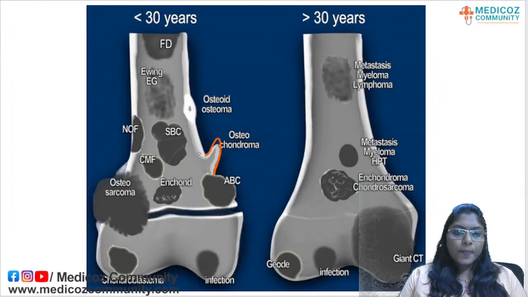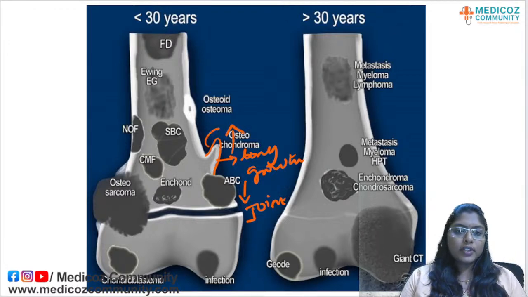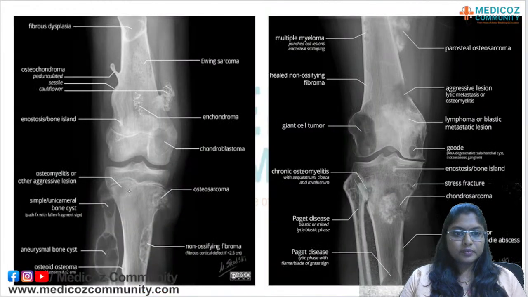Osteochondroma. We identify osteochondroma as a bony growth which is growing away from the joint. This is the joint, right? So it is growing away from the bone and it always is with the cartilaginous cap. It has extension from the medulla into the cortex. These are the points you have to remember about bony exostosis or osteochondroma. See here also, the osteochondroma, pedunculated exostosis, which is seen growing away from the bone, joint space, and it is having extension from the medulla.